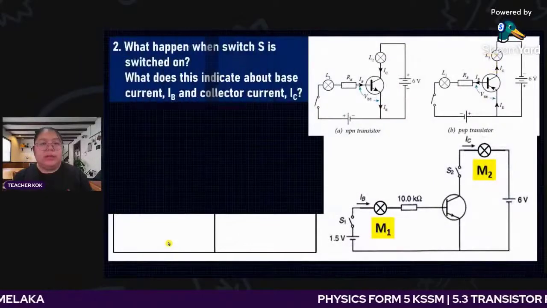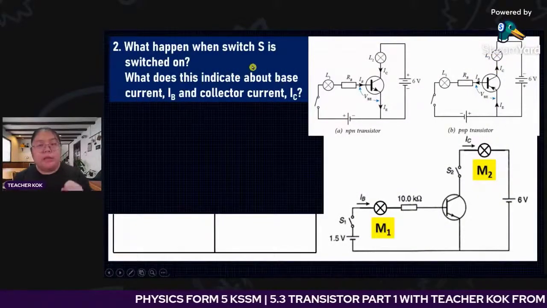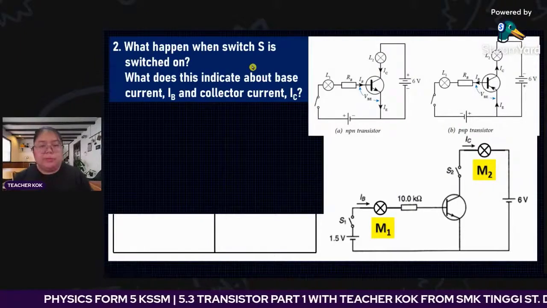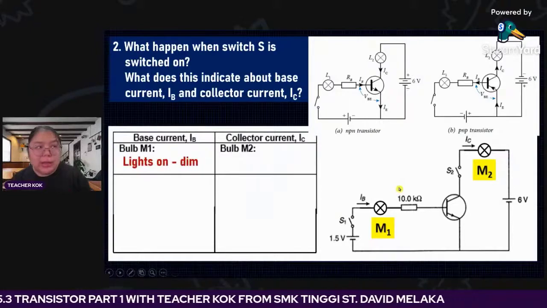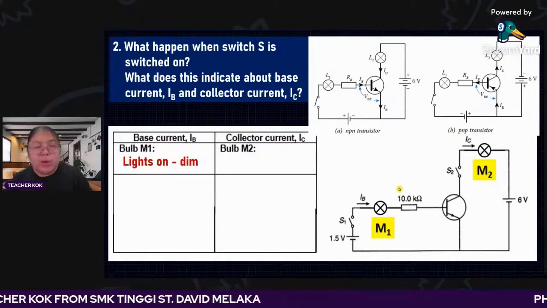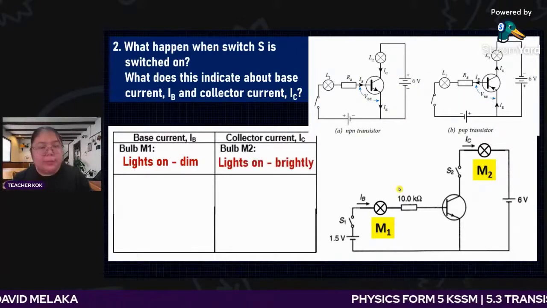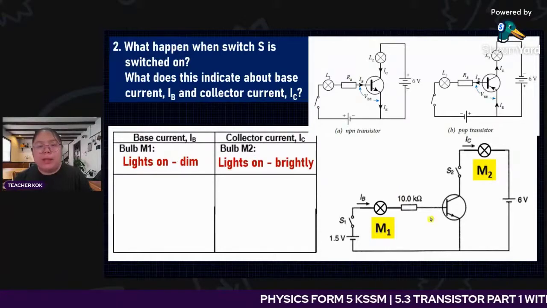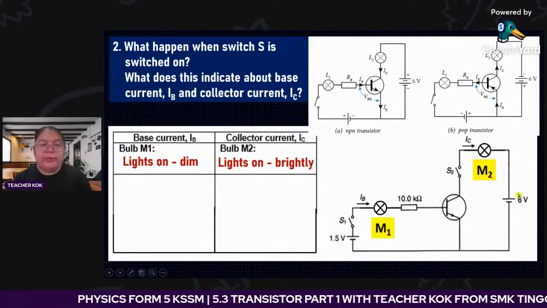Okay, second situation, what happens when the switch is switched on? Now they are on already. What happened? M1 sure gets on already, the light is on, but dim, because the potential difference is very small. How about bulb 2? Bulb 2 lights up brightly compared to bulb 1 because the potential difference is higher.